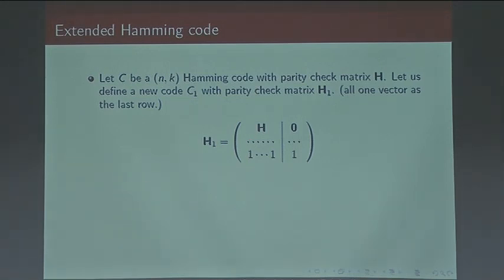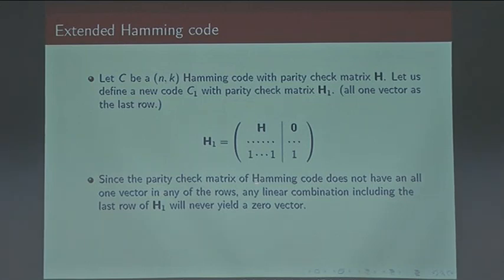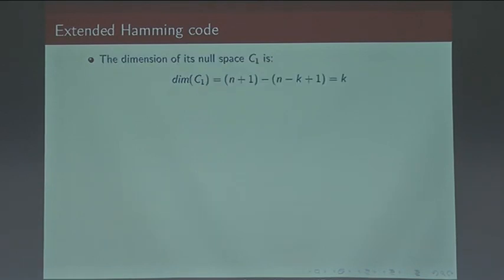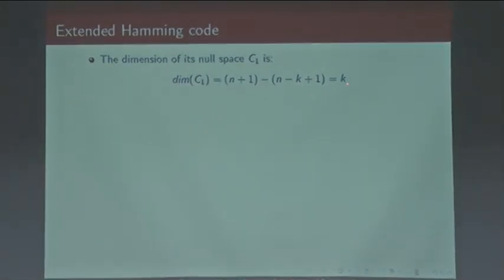So this new code: since the parity check matrix of the Hamming code does not have an all-one vector in any of the rows, any linear combination of the last row will never give an all-zero vector. So all rows are linearly independent. So the row dimension is n minus k plus 1 and the number of columns is n plus 1. This is the dimension of the H matrix.